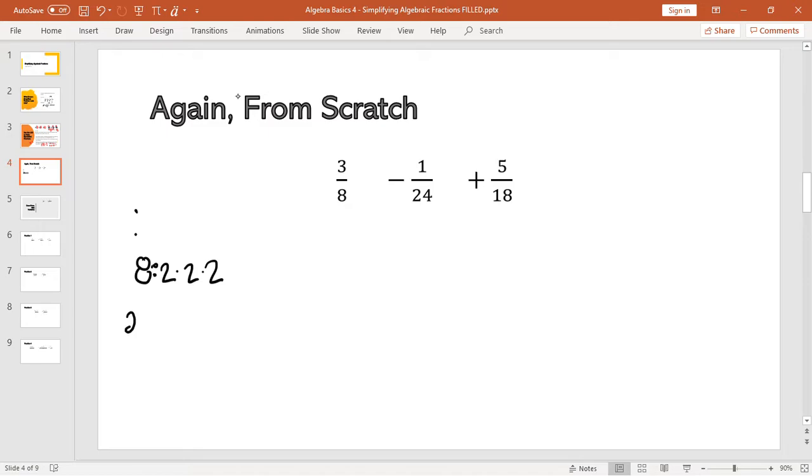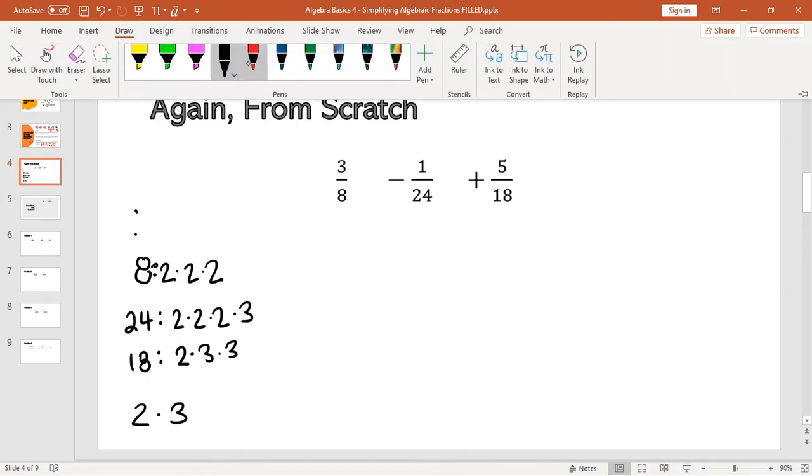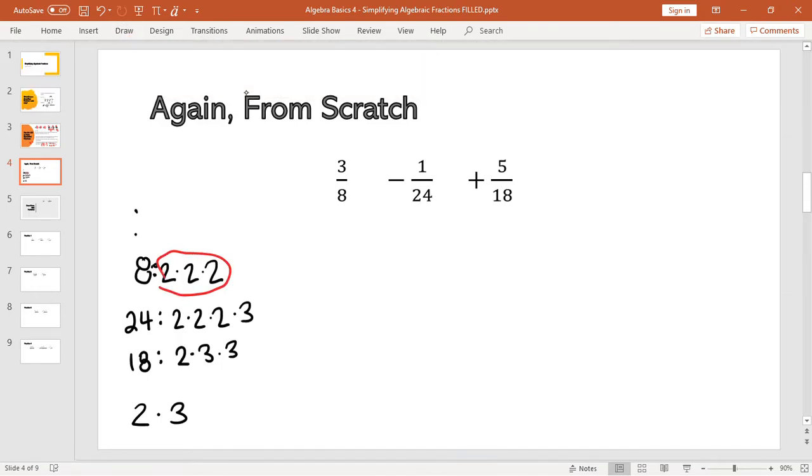And then 24 is 8 times 3, so that's 2 times 2 times 2 times 3. And if you need to review this, back you go to Algebra 3. And 18 is 6 times 3, which is 2 times 3 times 3. So once again, what do I have? I have 2's and I have 3's. Where do I have the most of both of them? Well, in 8 and 24, they both have three 2's. And for the 3's, 18 has two. So my powers will be 2 to the power of 3 multiplied by 3 to the power of 2. And that's what will give me my LCD, which is going to be 72.